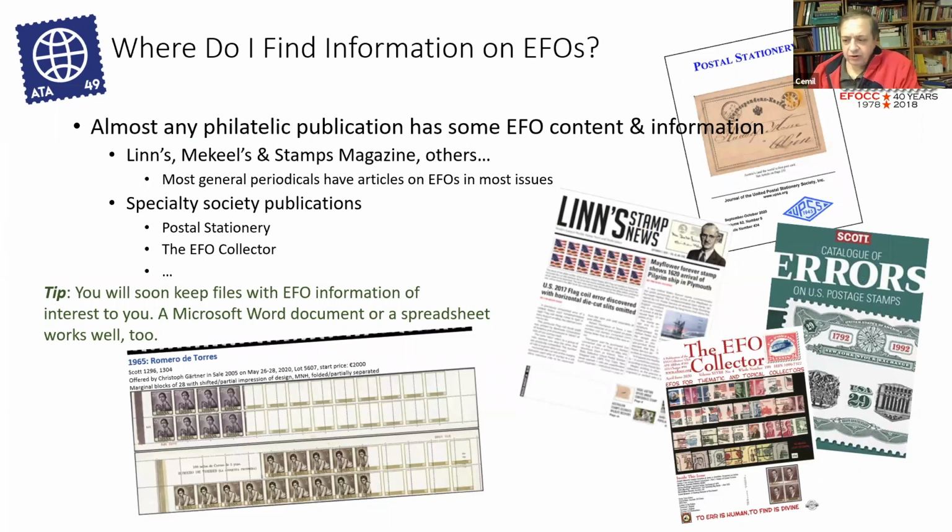And now I want to talk a few minutes about where to find information on EFOs. Almost any philatelic publication invariably has some information about EFOs. Here you have a Linn's issue, a relatively recent one, that tells you that some recent stamp without die cuts has been found. The die cuts are essentially today's perforations, right? So here you go, an error.